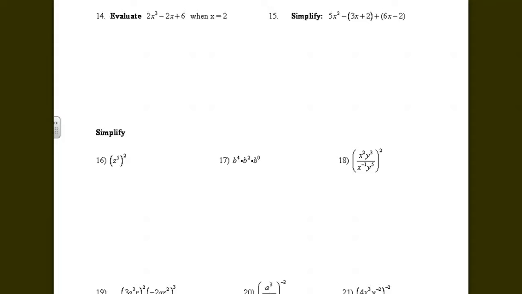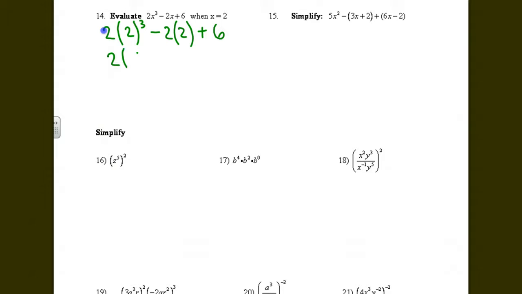Okay, so here let's finish the second part to this quiz, the second page. And number 14, we're going to evaluate this expression here when x is 2. So when you put a value in for a variable, it's a good idea to use parentheses. So I'm going to put 2 in for x in parentheses, cube it, subtract 2 times 2 plus 6. And I'm going to go ahead and cube first, following the order of operations.